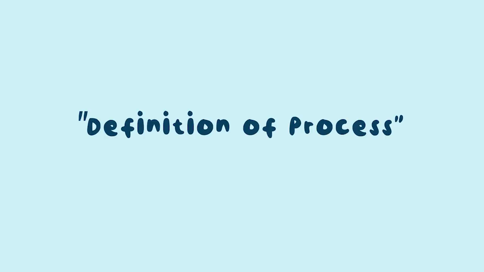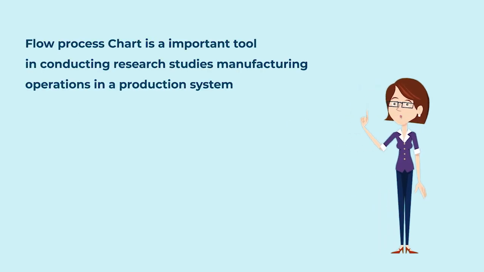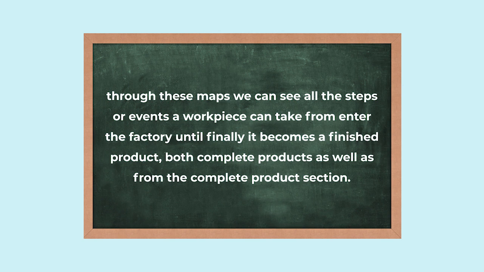Definition of process. Flow process chart is an important tool in conducting research studies of manufacturing operations in a production system. Through this map, we can see all the steps a workpiece can take, from entering the factory until finally it becomes a finished product.